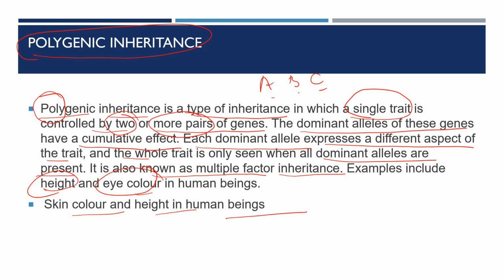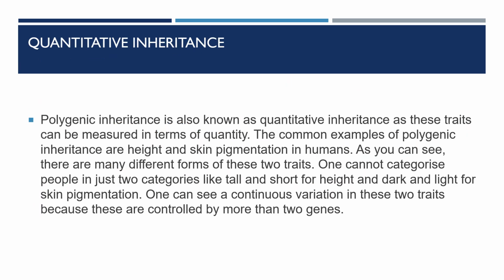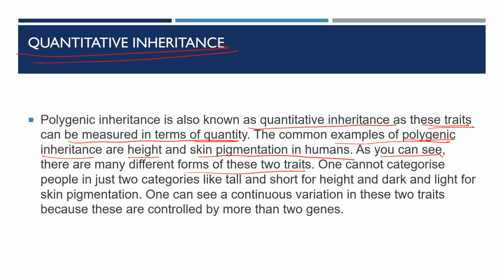So is it clear to you? It is also known as quantitative inheritance. So why is it called so? It is called quantitative inheritance as these traits or characters can be measured in terms of quantity, because the common examples of polygenic inheritance are height and skin pigmentation in humans. As you can see, there are many different forms of these two traits. It is not that you have either a dark skin color or a white skin color. You have many intermediate forms of skin color, right?